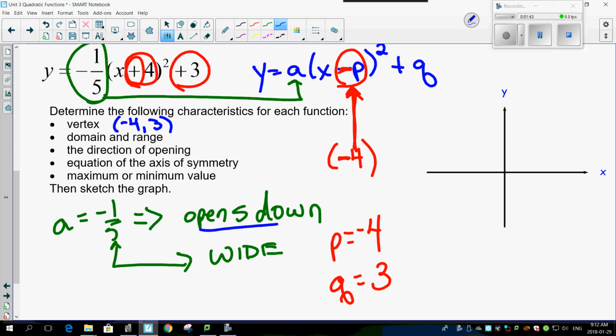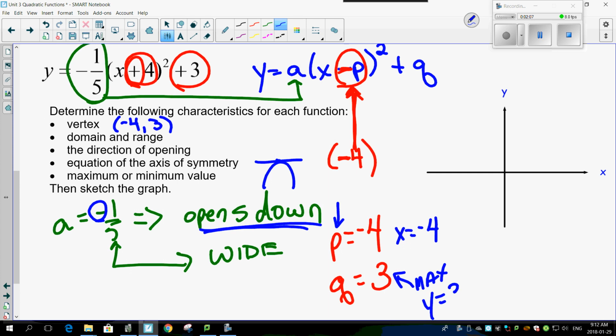Direction of opening, we already did that because it's an unhappy parabola. It's negative, right? So it's sad. The equation of the axis of symmetry is always going to be this guy. So you're going to say that x equals negative 4. Then your maximum and minimum value. Well, remember, if this opens down, you're going to have a max. And there's your max right there. So your max is at y equals 3. Okay, and then now we can go out and sketch the graph.